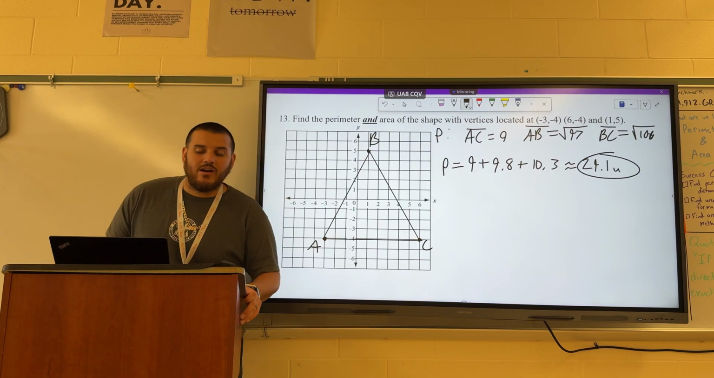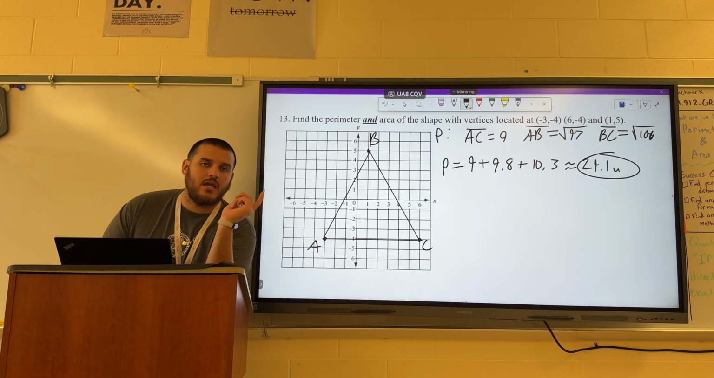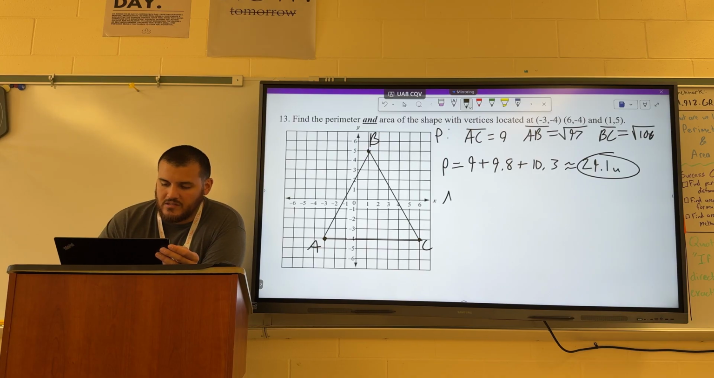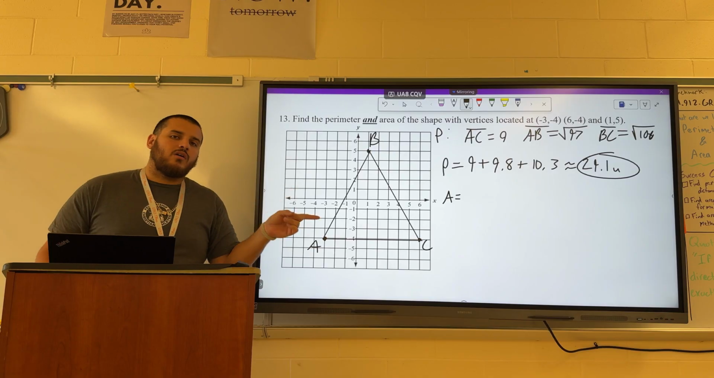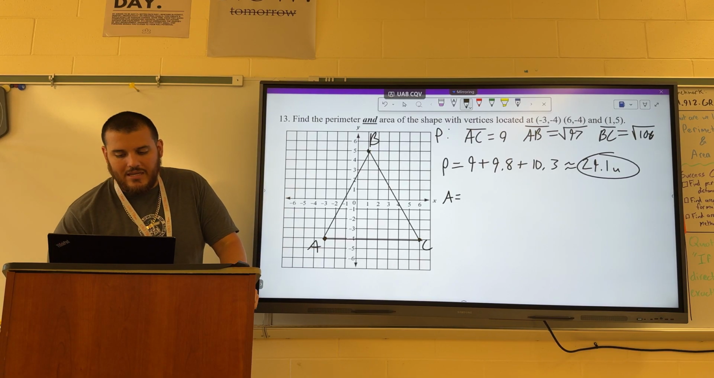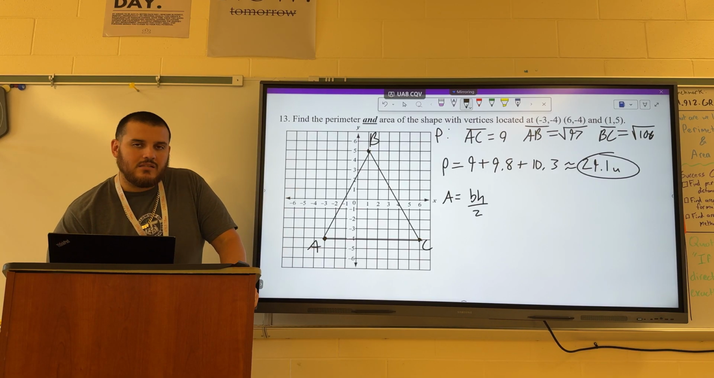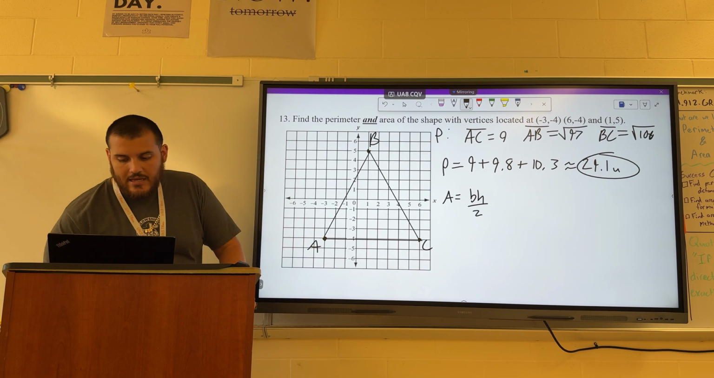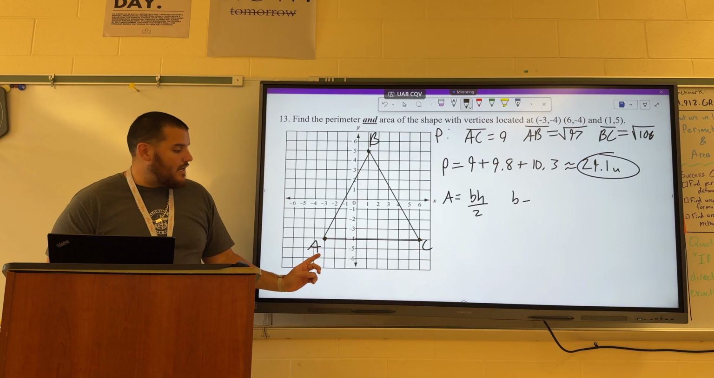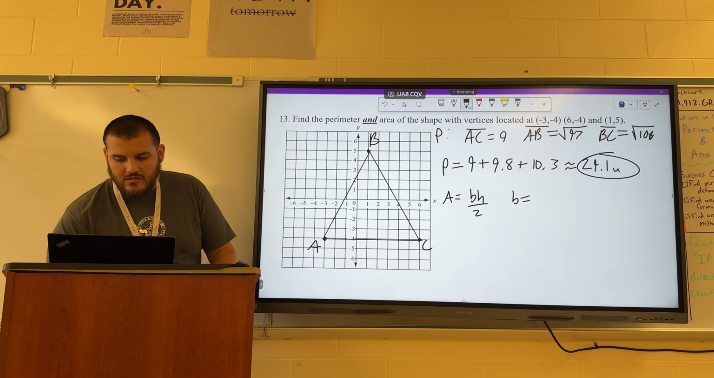Next, we need to find the area. This is a long problem here. However, the area in this problem is a pretty simple thing to do because what we need is countable. So remember, for a triangle, the area formula is base times height divided by 2. And for this triangle, I can use this bottom side as the base. Remember, we counted this side AC earlier. It was 9 units long.